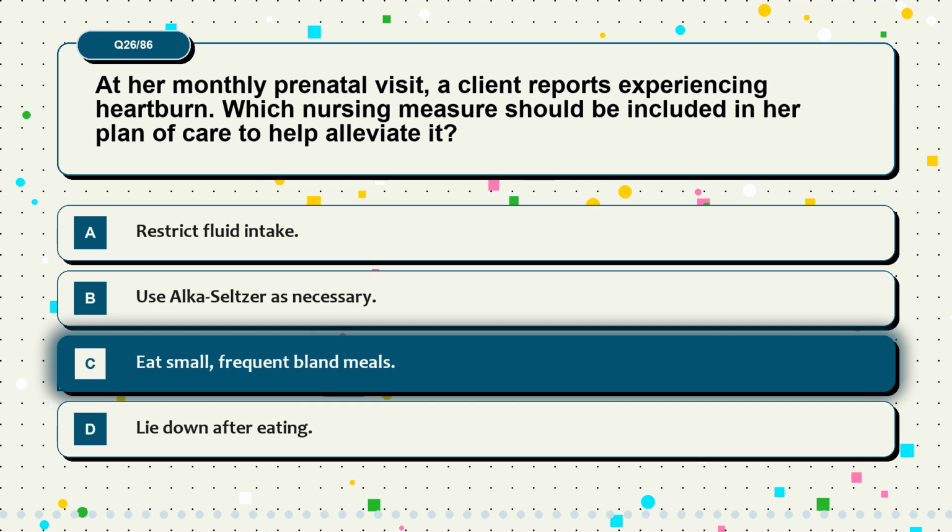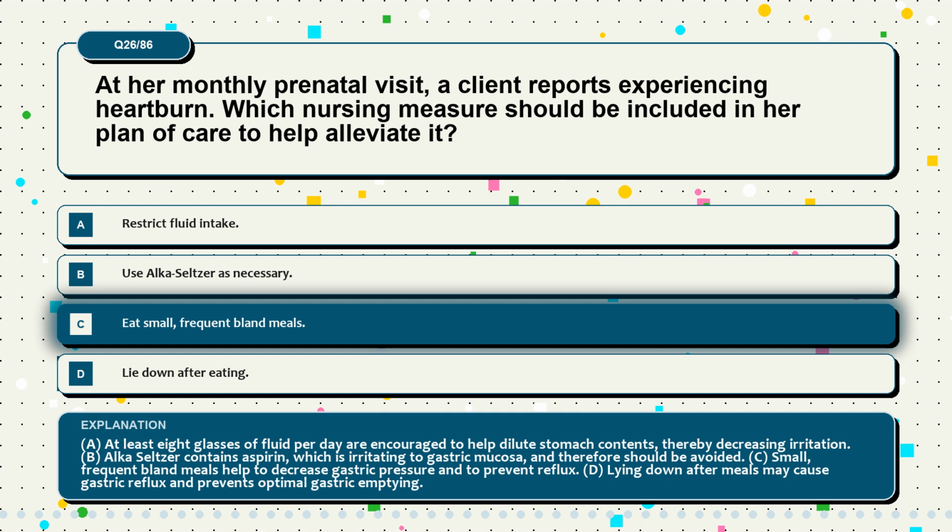The correct answer is option C. Eat small, frequent bland meals. A. At least 8 glasses of fluid per day are encouraged to help dilute stomach contents, thereby decreasing irritation. B. Alka-Seltzer contains aspirin, which is irritating to gastric mucosa and therefore should be avoided. C. Small, frequent bland meals help to decrease gastric pressure and to prevent reflux. D. Lying down after meals may cause gastric reflux and prevents optimal gastric emptying.